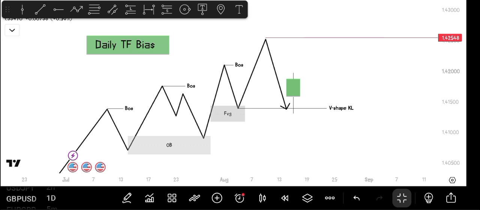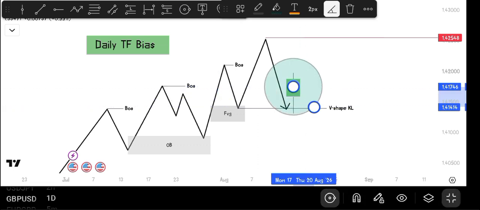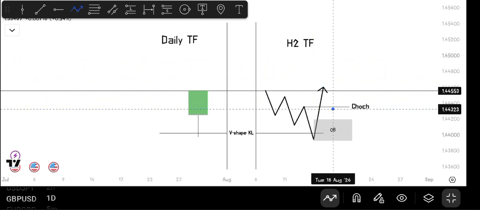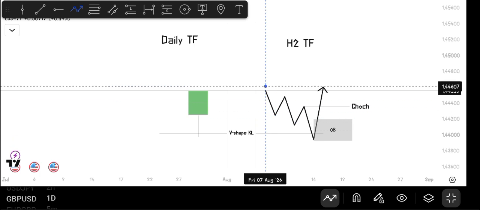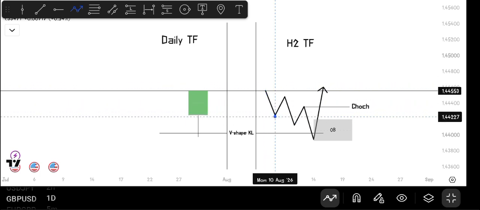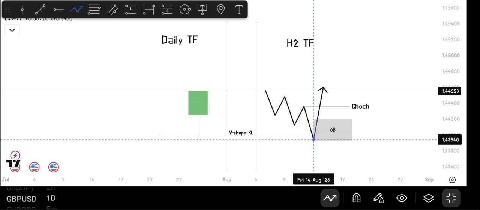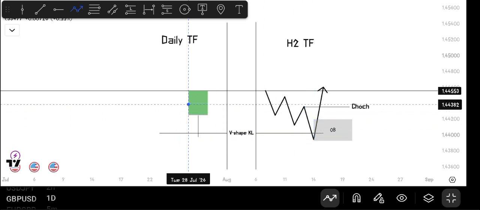What should we be doing? We should go to the 2-hour time frame to look for confirmation that this candlestick is actually going to hold. Coming to the 2-hour time frame, you can clearly see the price action where price was giving us lower low, lower high, lower low, lower high, and it gave the last lower low, tapping into the key level on the daily time frame, which is this candle right here.